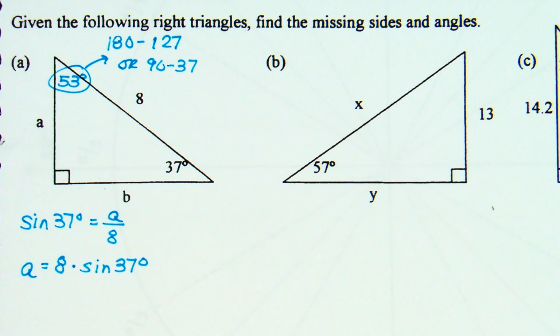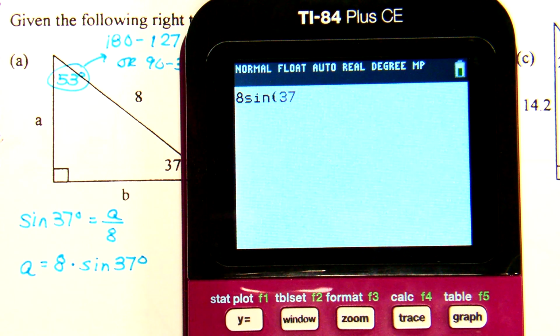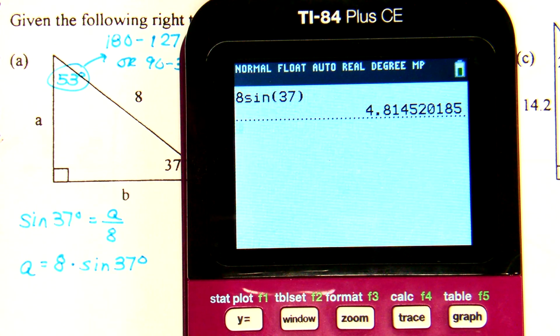And then where do you go from here? Calculator. So, 8 sine 37. I was waiting to hear that. And does your answer match my answer? Get your calculators out and try this with me, please. I know it's basic and easy, however, did we all get the same answer as me?